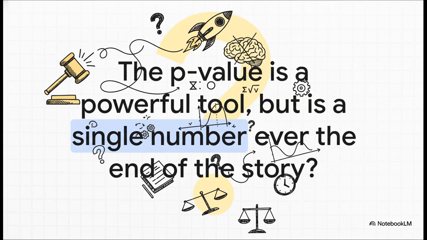So, there you have it. We've gone from a courtroom to a rocket factory all the way to the deep theoretical heart of statistics. We've seen that the p-value is this incredibly elegant, powerful tool for weighing evidence. But we've also seen that it's just one piece of a much bigger story, a story about risk, power, and our constant search for truth in a world that's filled with uncertainty. So, is a single number ever really the whole story? Now that's a question worth thinking about.